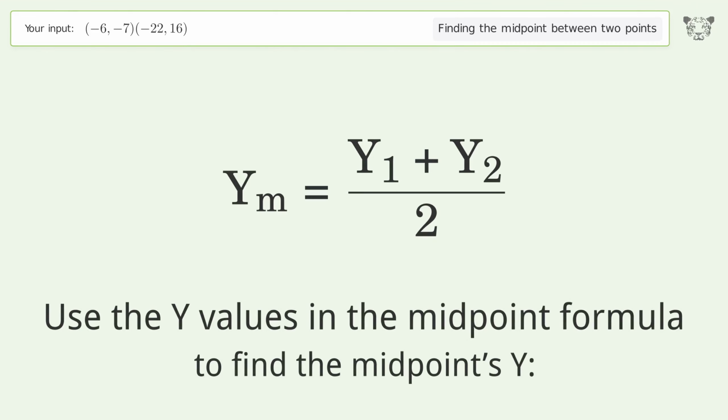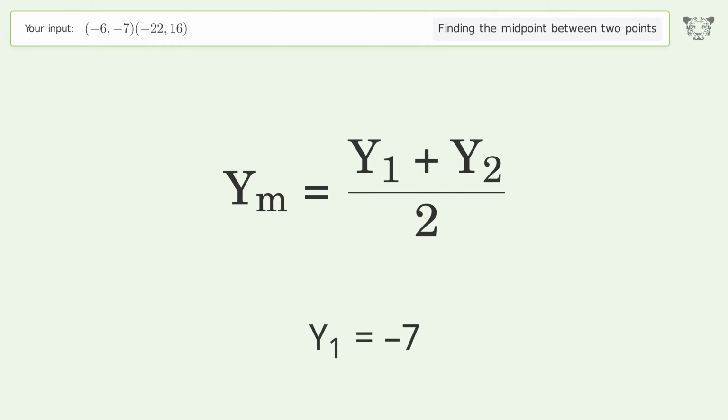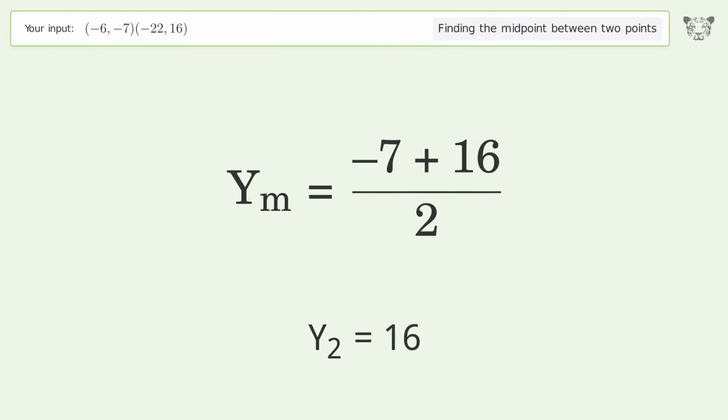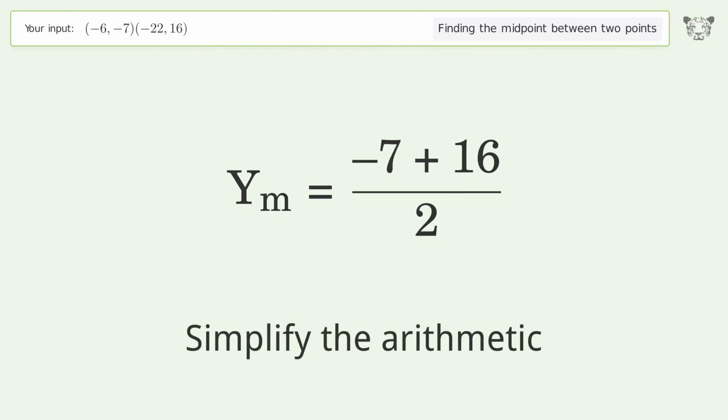Use the y values in the midpoint formula to find the midpoints y. y1 equals -7. y2 equals 16. Simplify the arithmetic.